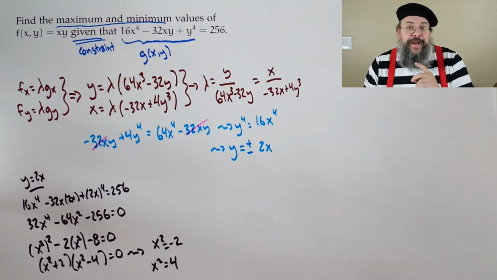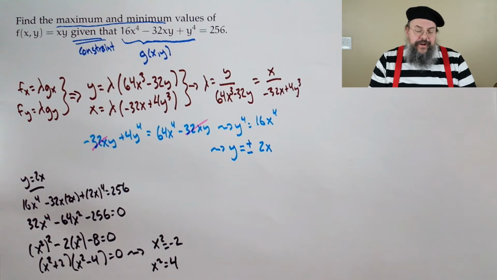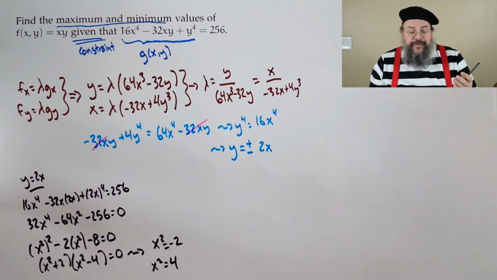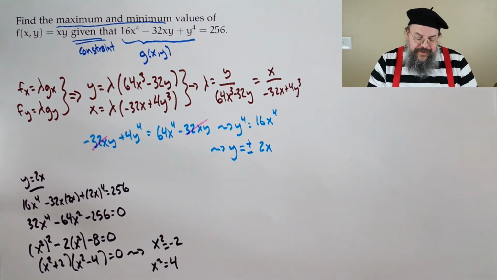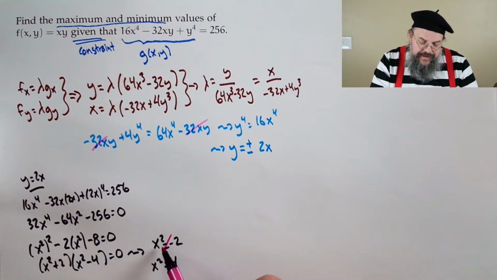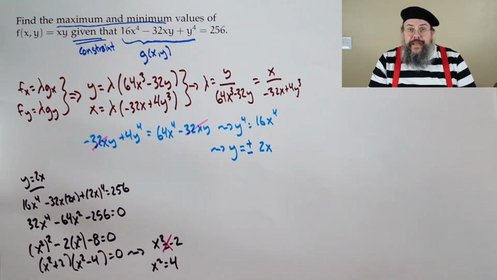Now, one of these we can eliminate really quickly. We don't even have to consider it anymore. Negative 2, we can't have x squared be negative 2. Forget that. Silly. Okay, which means x squared equals 4.